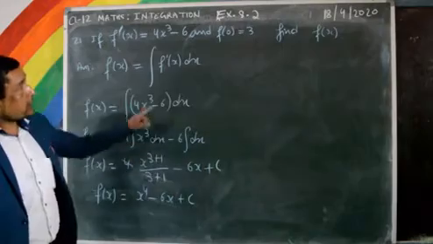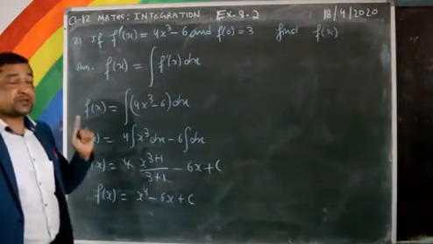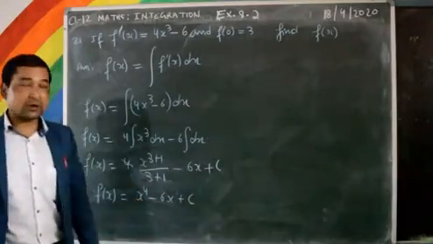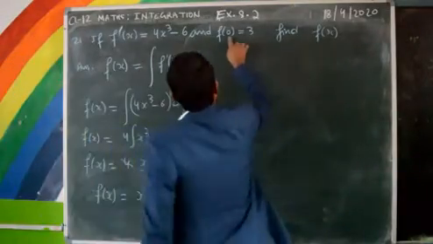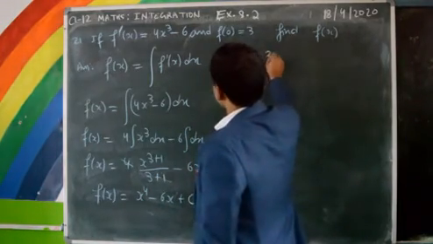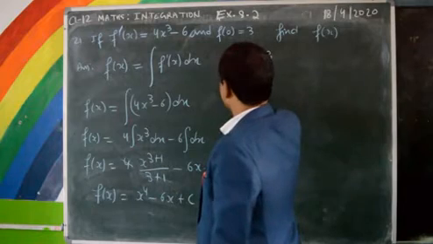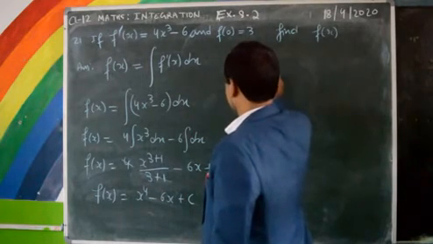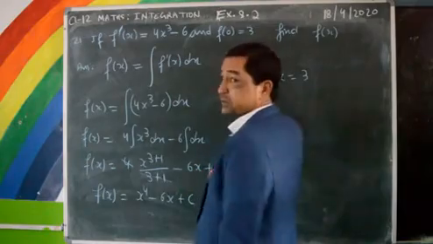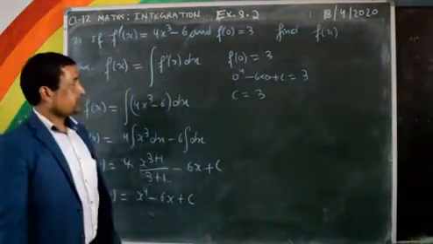Now the value of f0 is given. f0 means x is replaced by 0. Now replace all x by 0 and get the value of c. f0 equals to 3 is there. Now replace this x by 0. 0 power 4 minus 6 into 0 plus c equals to 3. That means value of c equals to 3. Now we got the value of c equals to 3.